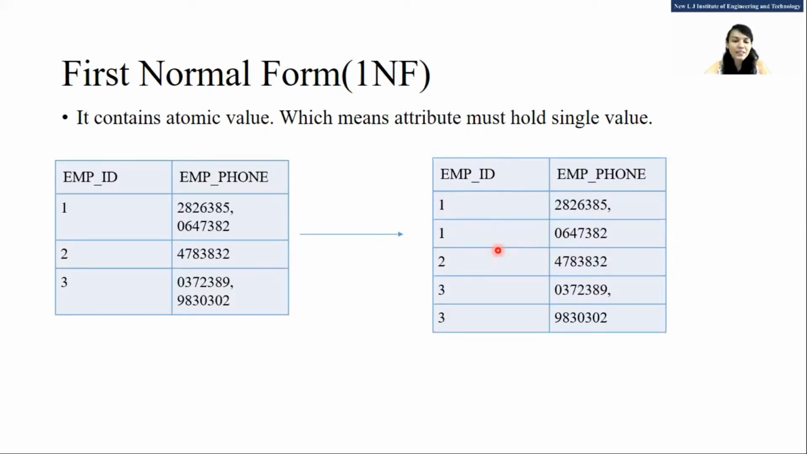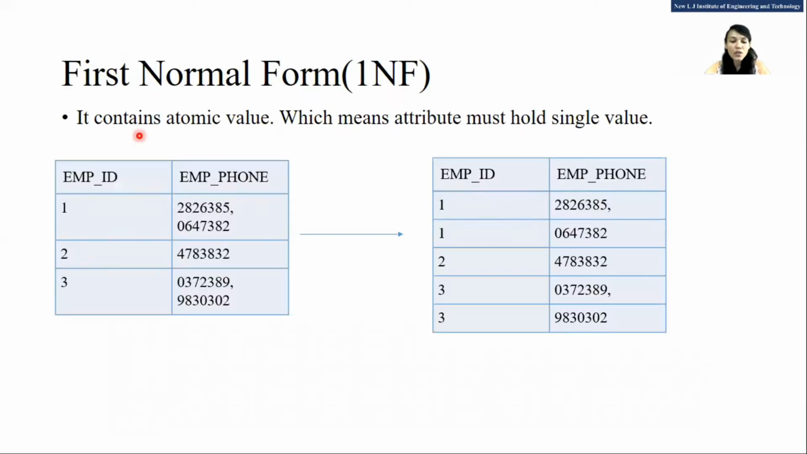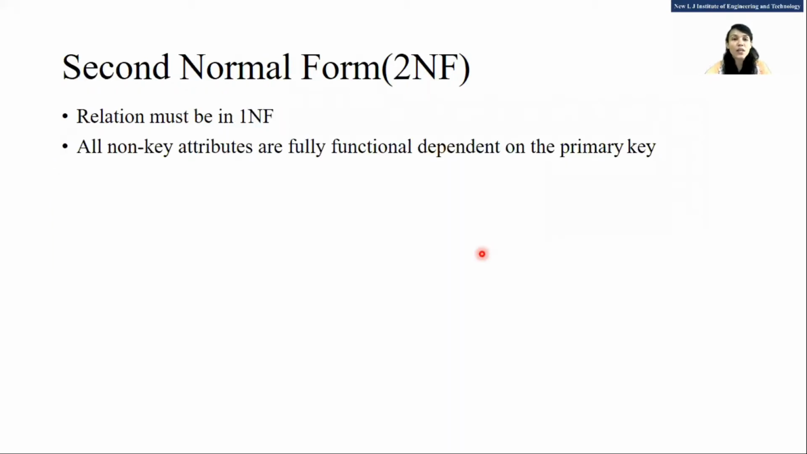Now let's check the second normal form. What is second normal form? The first condition is that the relation must be in 1NF, which means the relation must contain atomic values only. Whenever you go one normal form ahead, the first condition will always be that you must satisfy the previous normal form. And the second condition is that all non-key attributes are fully functionally dependent on the primary key.